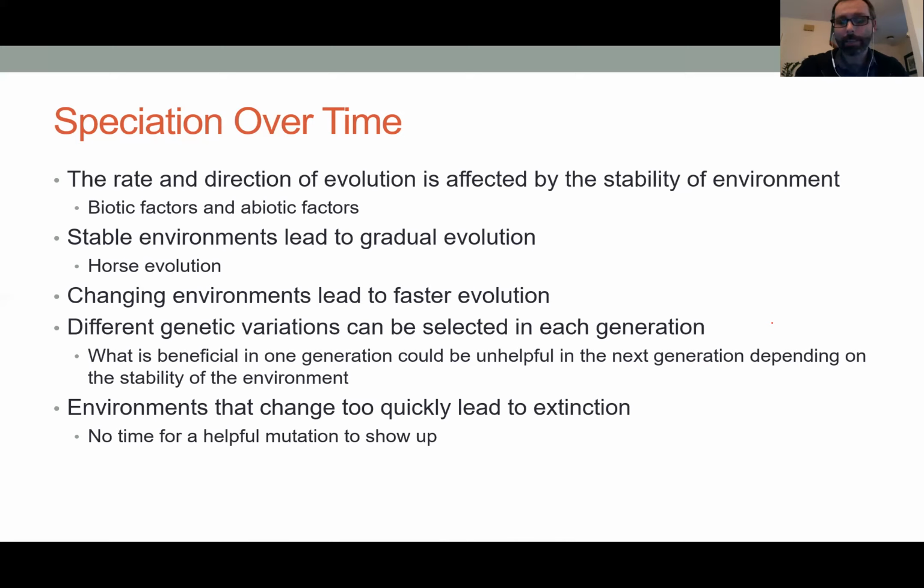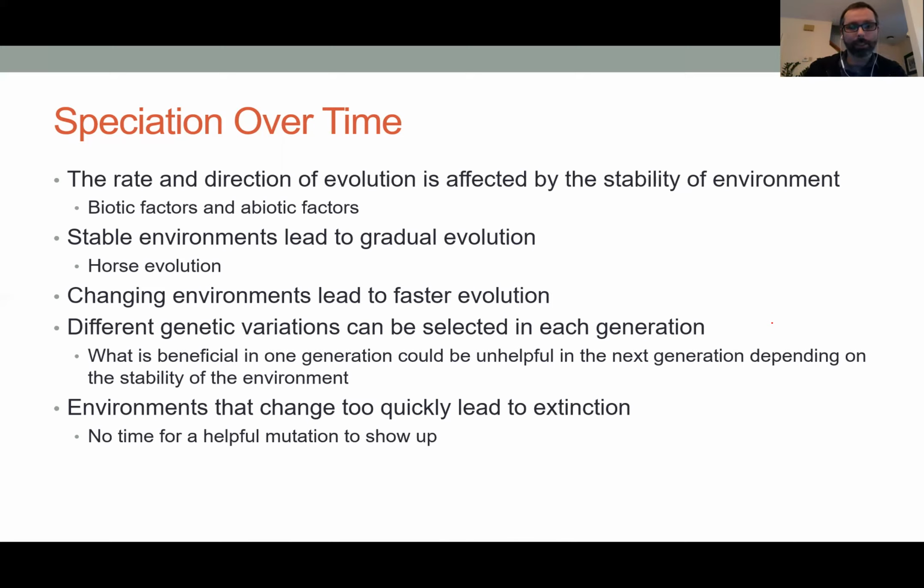Of course, if things change too quickly, then this leads to extinction, right? Unless the good variation that was going to help everybody was already present in the population, then you have to just wait until a mutation shows up. And if the environment's changing so fast that the mutation can't show up, then nobody gets the mutation, and it leads to the extinction of the species, right? And so, of course, the environment on Earth has had periods of stability and periods of chaos, which we will talk a little bit more about as we go along.